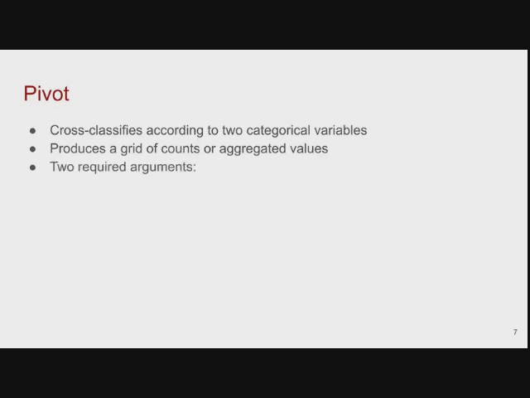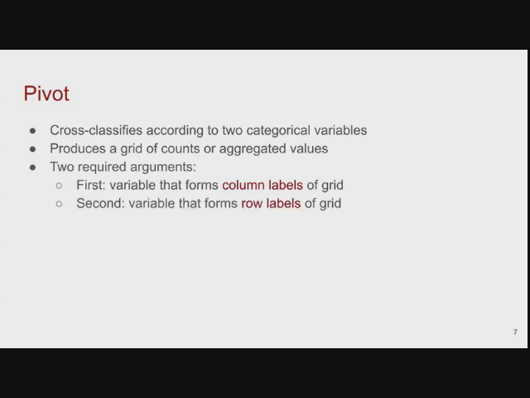So you will need two arguments, both are required. The first one is the variable that forms the column labels of the grid. The second one forms the row labels of the grid. We're going to do a demo, so you will see what I mean.